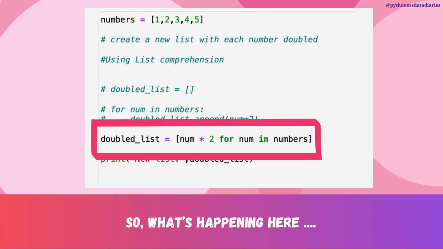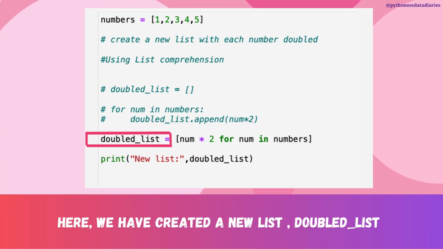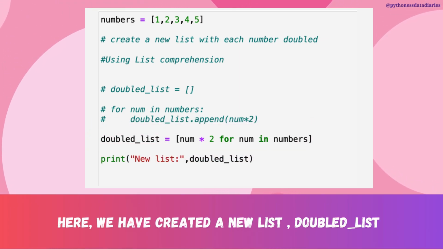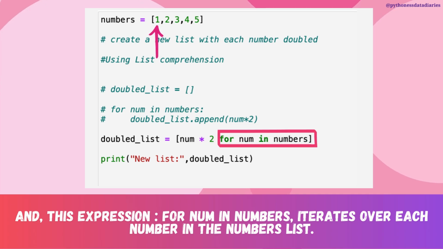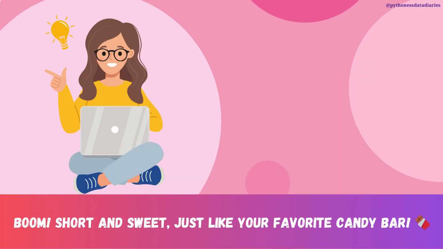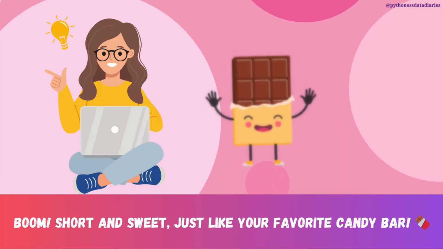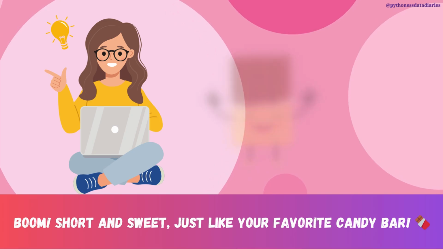So what's happening here? Here we have created a new list, doubled_list, where this expression, num * 2, doubles each number in the original list numbers. And this expression, for num in numbers, iterates over each number in the numbers list. Boom! Short and sweet, just like your favorite candy bar.